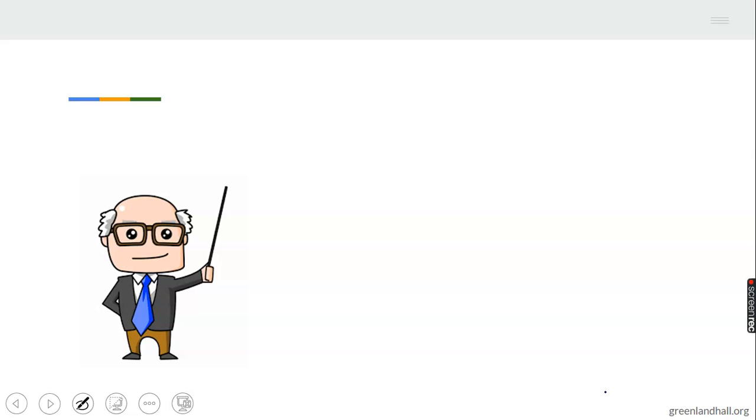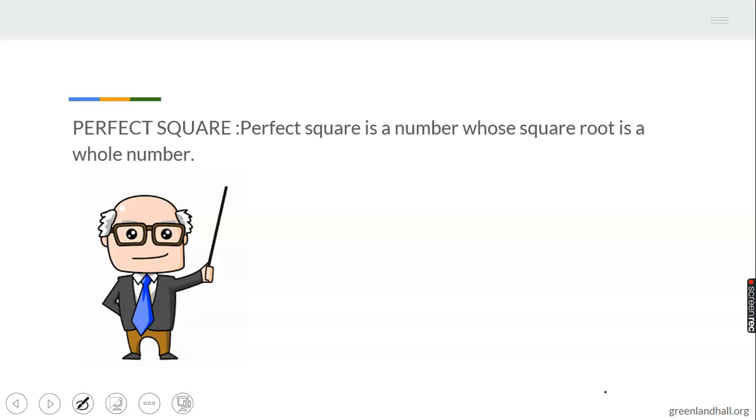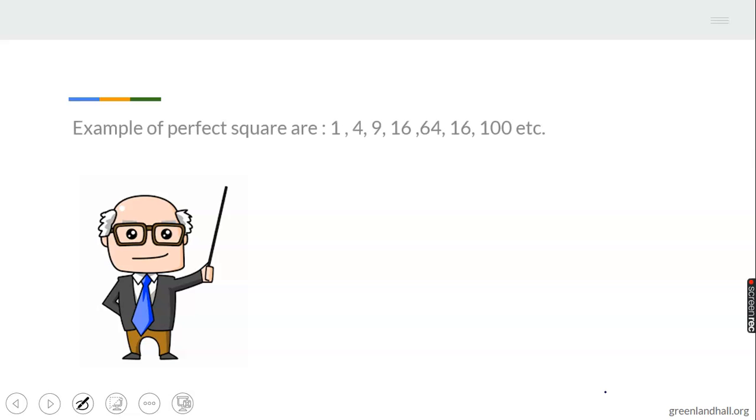All right. Now, the perfect square. What is a perfect square? Perfect square is a number whose square root is a whole number. A number whose square root is a whole number. Example, you know what a whole number is? Number without decimal points, isn't it? Yeah. Look at example here.